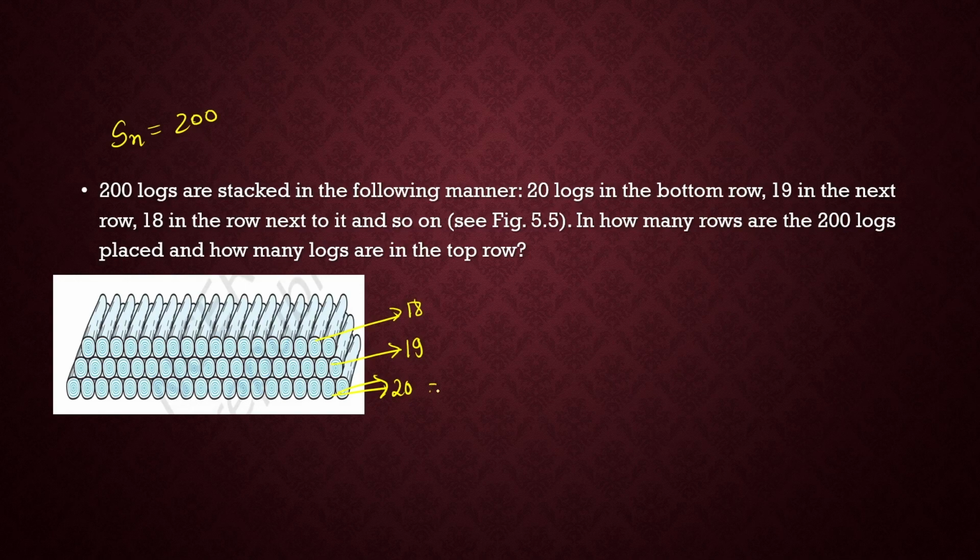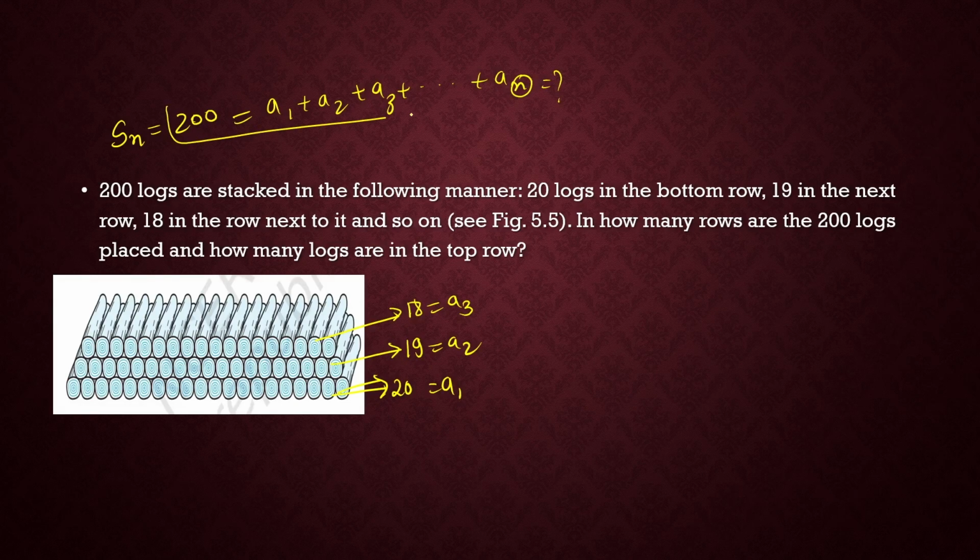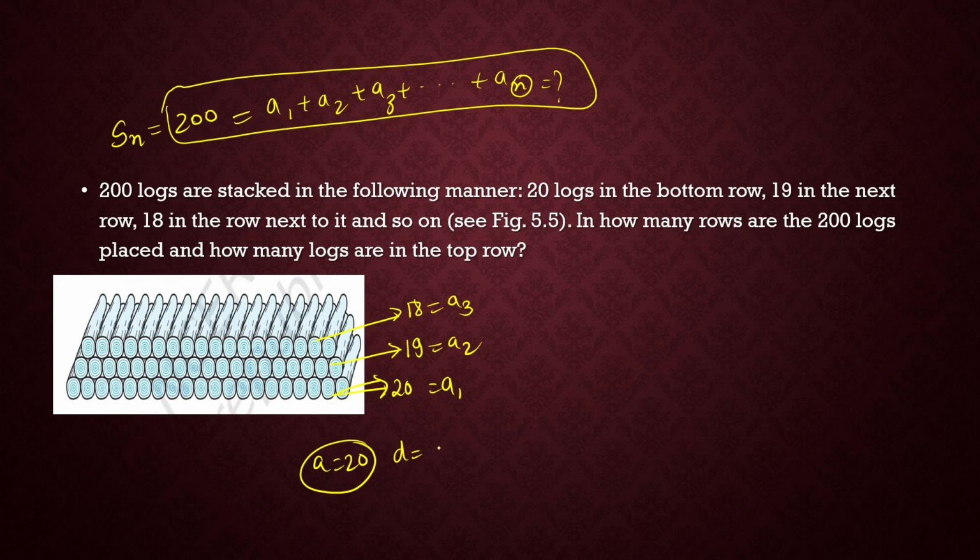So this is equal to A1, this is equal to A2, this is equal to A3. But I know that 200 is equal to A1 plus A2 plus A3 up till some value an. So I need to find the value of n. That's it. So the question is framed here. Very simple. And I also know the value of A1, A2, A3, from which I can find the value of a, that is 20, and the common difference is equal to minus 1. Okay, it is minus 1.